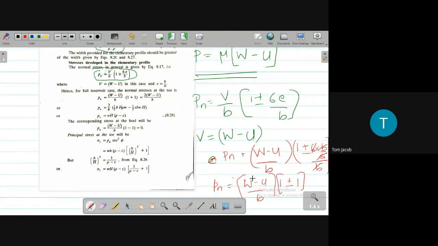So we have two cases here: the positive case and the negative case. The positive case is the case at the top of the dam, and the negative case is the case at the keel of the dam. So let us look here.